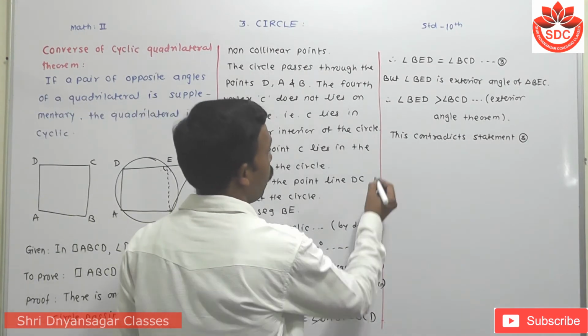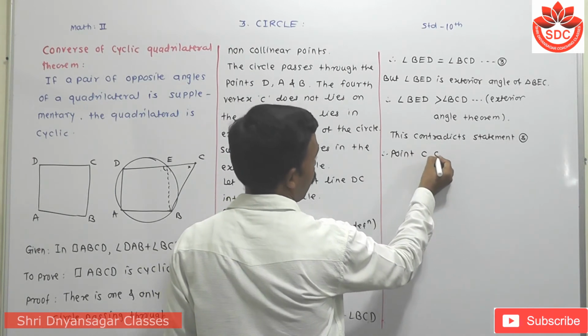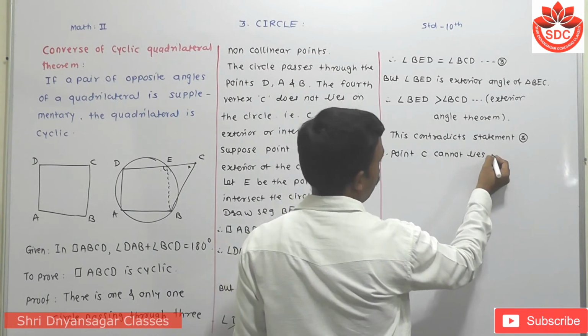So therefore point C cannot lie in the exterior of the circle.